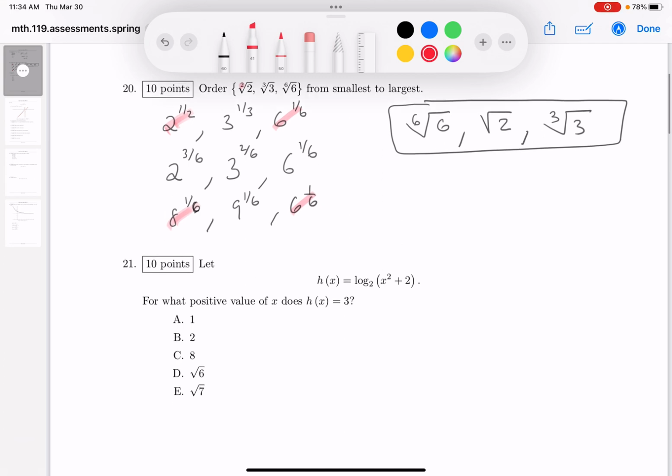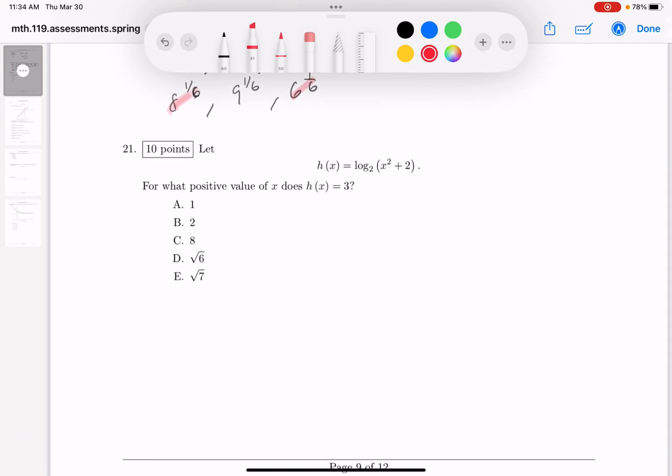Let's put the next one down. Looking at it, for what positive values of x does h of x equal 3? I don't know. Let's write this down. So 3 equals log base 2 of x squared plus 2. Well, I'm going to rewrite the log as an exponential. That's going to be 2 to the 3rd power is equal to x squared plus 2. 2 cubed is 8, because 2 times 2 is 4, times 2 is 8. Then you get x squared plus 2.